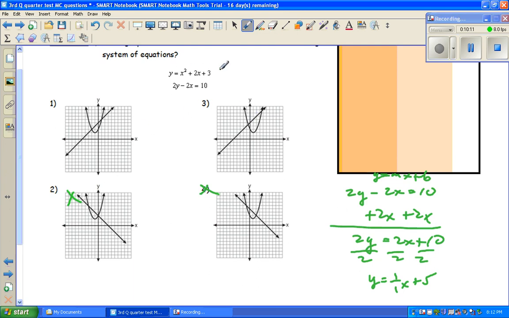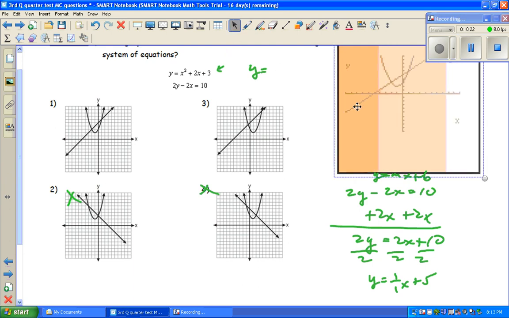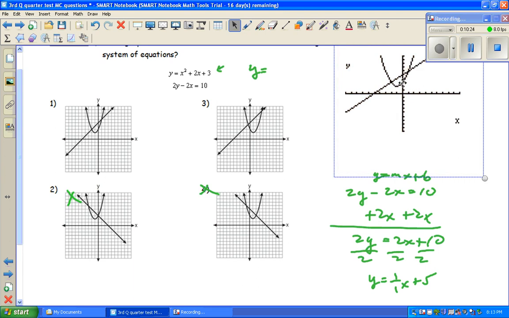So what we're doing is we have to go back to this. So we're going to go to y equals in your calculator and type it in. You're going to type in x squared plus 2x plus 3. When we do that, we're going to look at our graph on our calculator. And this is the parabola, and this is the line. So therefore, we can clearly see that it's choice 1.